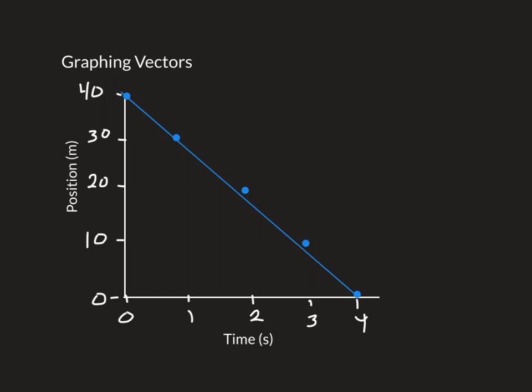You'll notice a few changes. One, instead of distance, I'm using the word position. That's important because position can be negative, while distance cannot be negative. Distance doesn't have direction. So that's my first major difference. The other major difference that I hope stood out to you right away is that this line is going down.